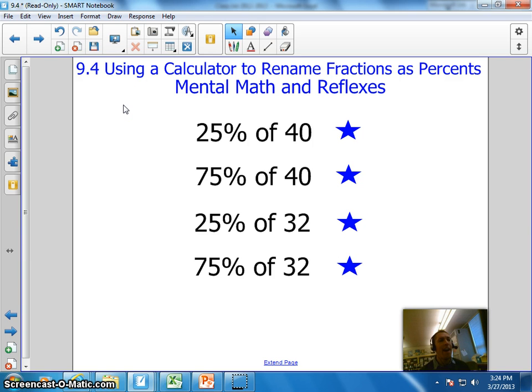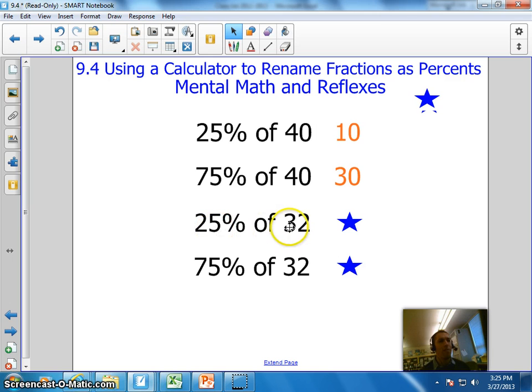Okay, 25% of 40. Well, we know 25. What fraction is that equal to? 25 is equal to 1/4. So 1/4 of 40 is 10. Well, if you know 1/4 of 40 is 10, what would 75%? 75 is equal to what fraction? 3/4. So that would be the same as 3 sets of 10, would be 30.